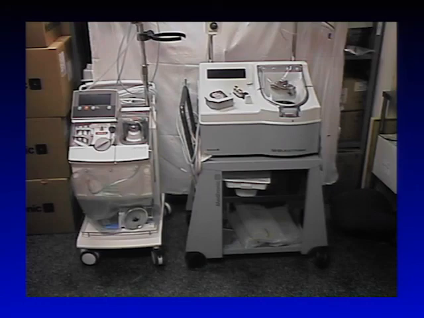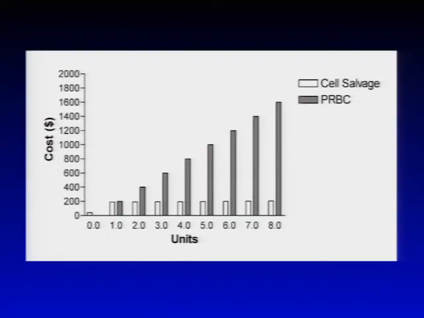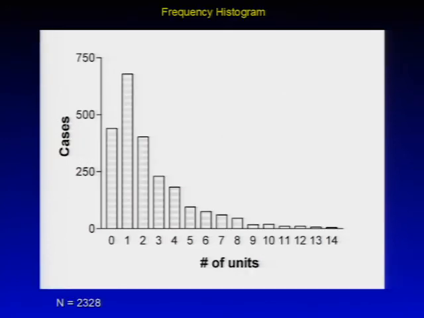So at this point, I want to go on and show you a few more graphs. Take a look at this. The cost of cell salvage doesn't change based on the number of units that are transfused, as opposed to the cost of red blood cells or packed red blood cells, which continues to increase with each additional unit that's transfused. Just something to keep in mind.